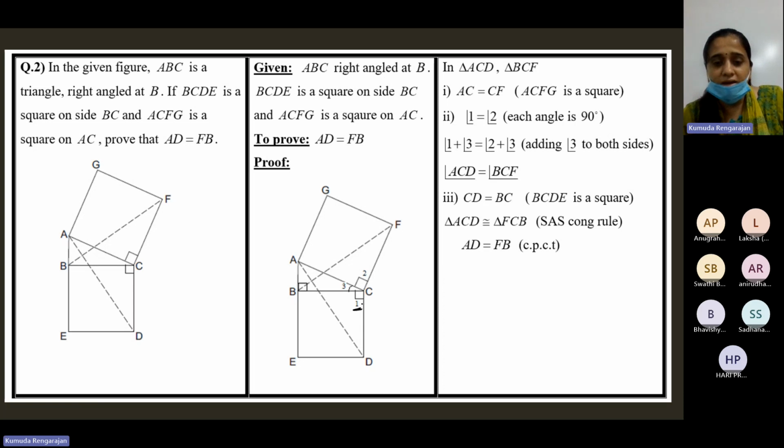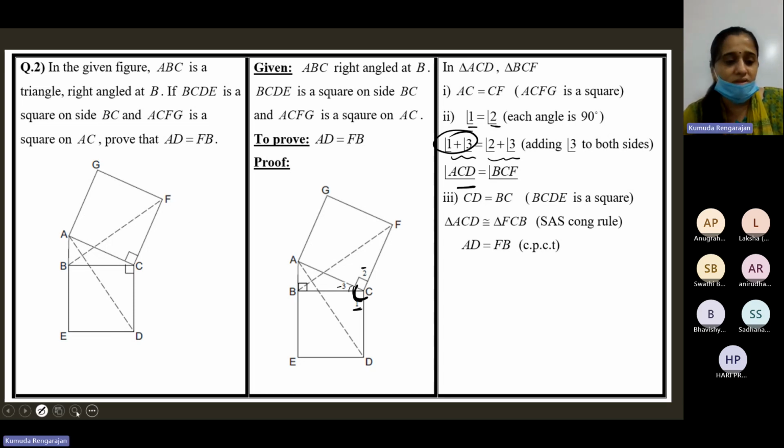I've numbered angle 1, angle 2, and angle 3. You can see angle 1 is equal to angle 2, 90 degrees. Then we're adding angle 3 to both the sides. Angle 1 plus 3 is equal to angle 2 plus 3. So now what is 1 plus 3? Angle 1 plus angle 3, this angle, ACD.